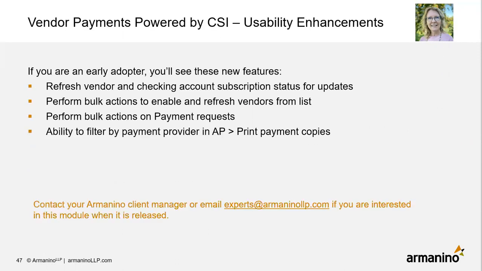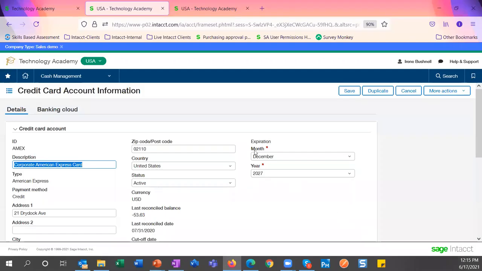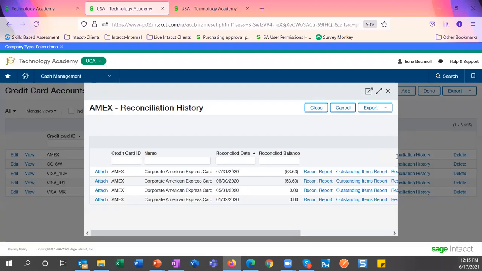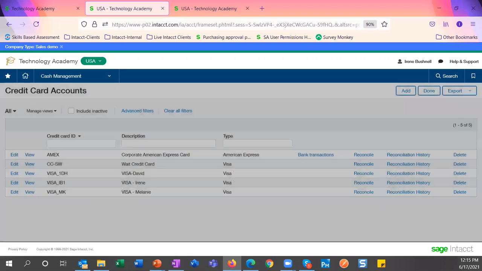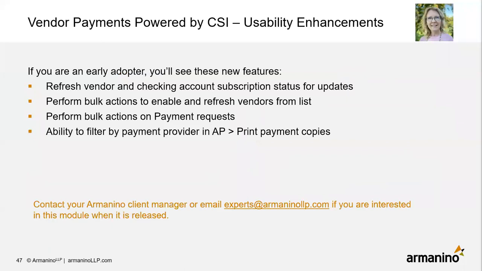So lots of little things that they continue to enhance with cash management. Irene, I want to call out the tip you had on the previous slide. Before you reopen a reconciliation, download a copy of the reconciliation report just in case. Yes, always do that. If you're going to do it, grab that PDF, right? Come back in to your reconciliation history, grab that report, download it, have it available so that you can use it to quickly reconcile. Thank you, Michelle. You're welcome.